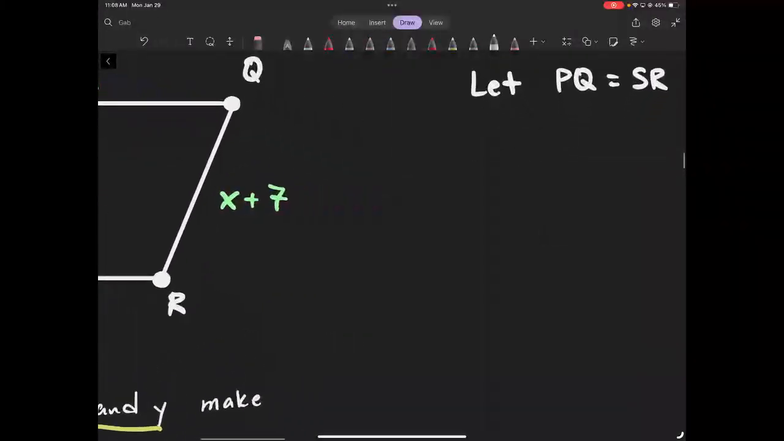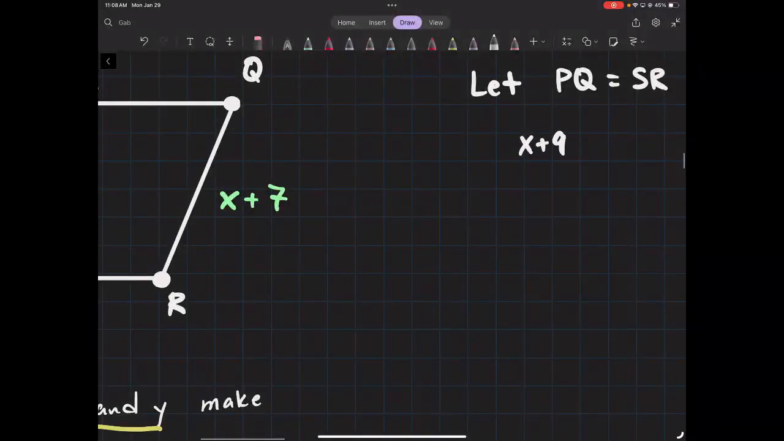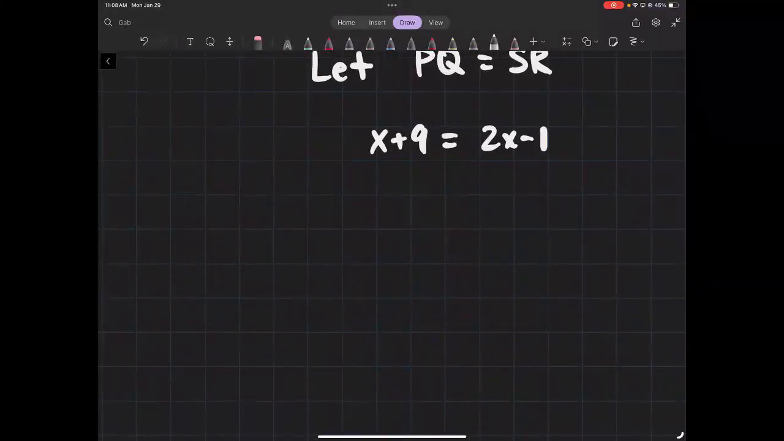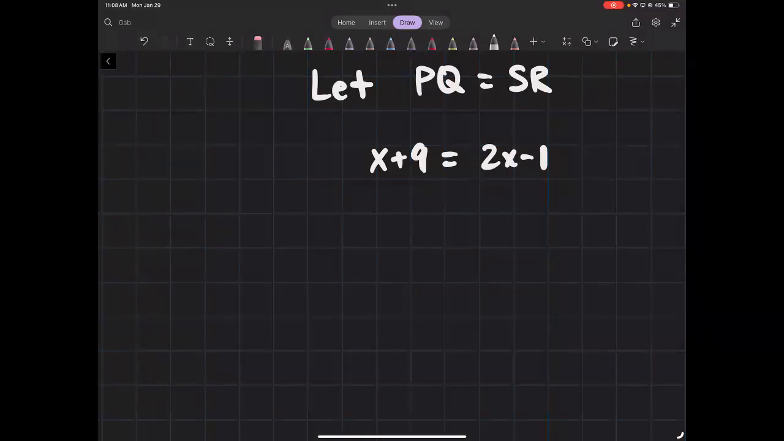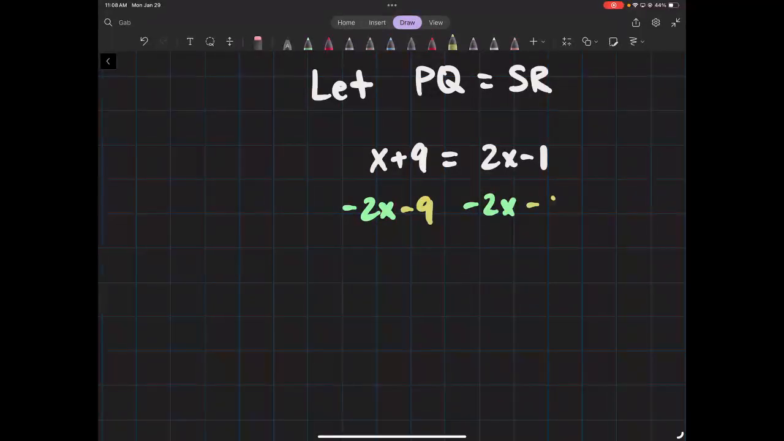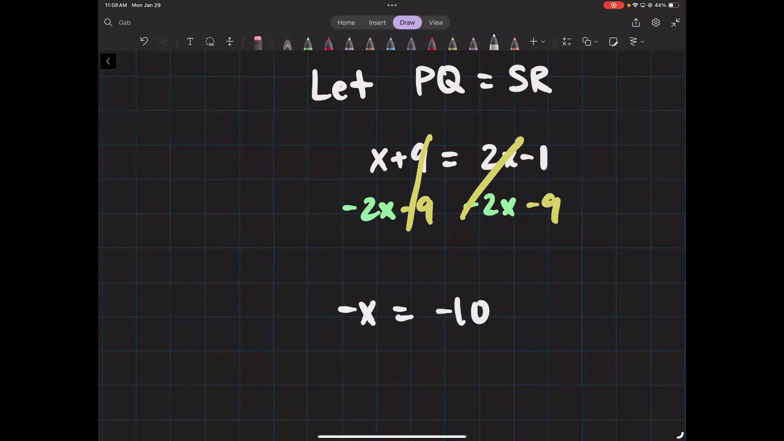And then you will say x plus 9 is equal to 2x minus 1. And then you go ahead and solve for x, right? Kevin, can you tell me first step? How to solve for x? Okay, so minus 2x, minus 2x. Great. So minus 9, minus 9. Okay, this one's gone, and this one's gone, okay? So you got negative x is equal to negative 10.